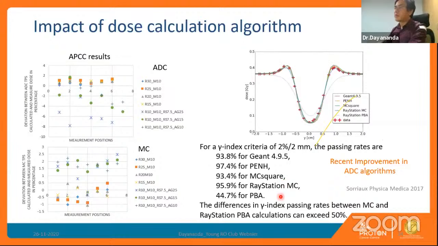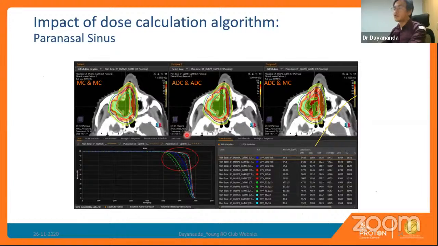So this is an example which can demonstrate the advantage of Monte Carlo. This is a case, and you can see this is a nasal cavity with lots of air cavities. If you do the optimization and calculation using the analytical dose calculation algorithm, you see that the target is very well covered by your prescription isodose line. But this is not what is going to be delivered to the patient. If you do the optimization using analytical and then calculate with Monte Carlo, you see that your target, which seemed to be covered adequately by your prescription isodose line, is not actually covered.